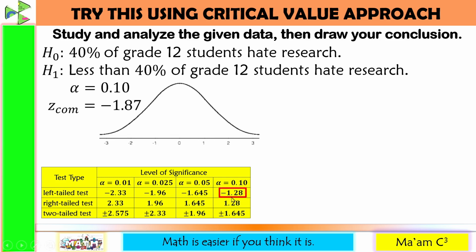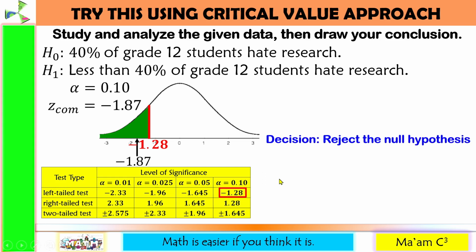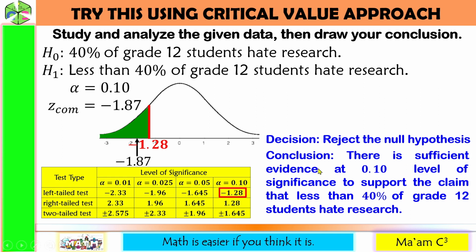Let us plot that. Negative 1.28, somewhere here, let us label it. And the rejection region is to the left of it. Now, let us locate negative 1.87. It is somewhere to the left of the critical value, and it falls within the rejection region. So our decision is reject the null hypothesis. Now, how do we interpret our conclusion? Since we reject, it means we have sufficient evidence. There is sufficient evidence at 0.10 level of significance to support the claim that, what is the claim? That less than 40% of grade 12 students hate research.